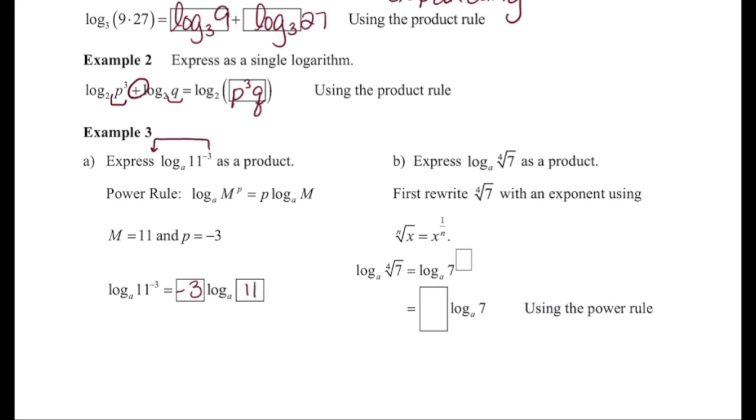Let's express log base a of the fourth root of 7 as a product. I can rewrite my exponent. Right now I have it as the fourth root. I can rewrite this as 7 to the 1/4 power. Inside over outside. This is the same then as log base a of 7 to the 1/4 power. Using the power rule, I can bring that exponent out front so that I have 1/4 log base a of 7.